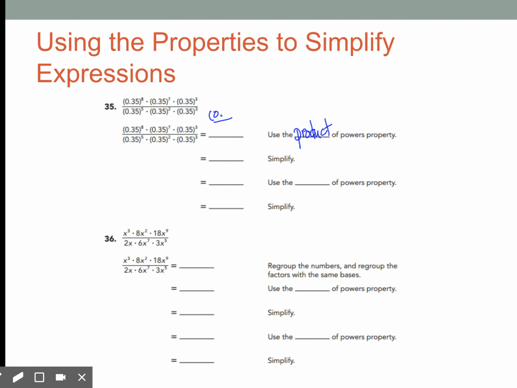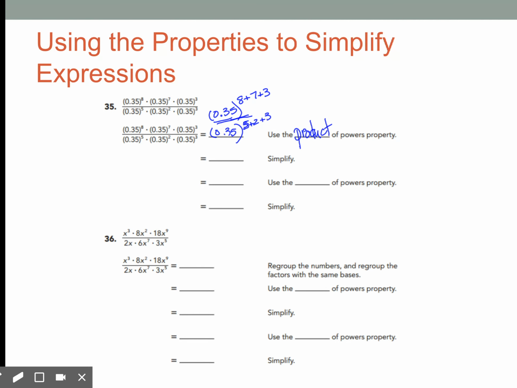0.35, or 35 hundredths in correct mathematical terms, with 8 plus 7 plus 3, and in my denominator, the same base, 35 hundredths, and add the exponents. I'm sorry, that first one is 5 plus 2, and there's the 3.